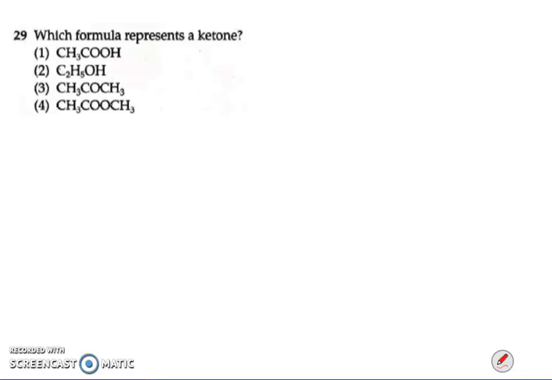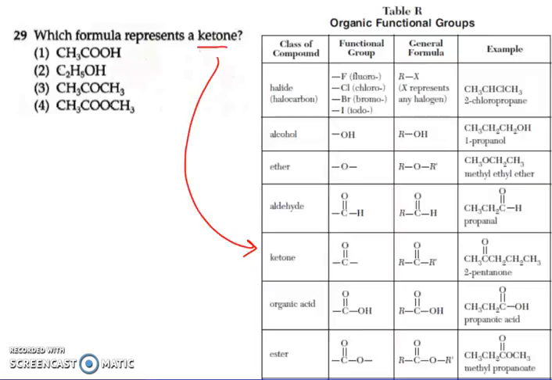Ketone means you have to take a look again at Table R, and so you're looking for a single bonded O in the middle of the compound. The first one has a COOH. That is not it. This one has an OH. That has a single O in the middle. This has 2 O's in the middle. We're looking for 1 O in the middle. There, it narrows it down.